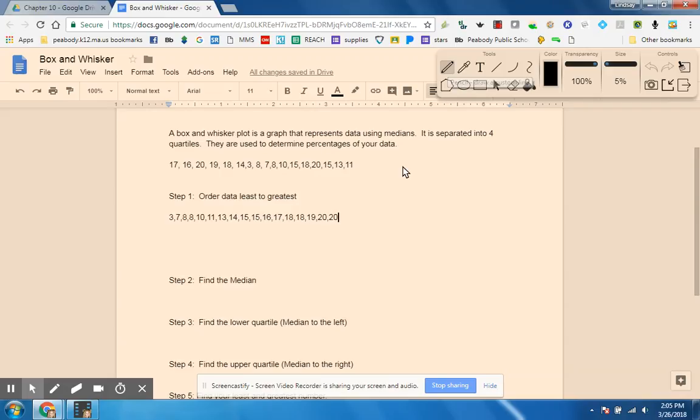The easiest way to do this is to cross out a number on each side till you get to the middle. So let's try this. You can do this with me. Keep going until you get to the middle. Luckily, since there's an odd amount of numbers, there should only be one number in the middle. So my median is 15, so I'm going to write that here.